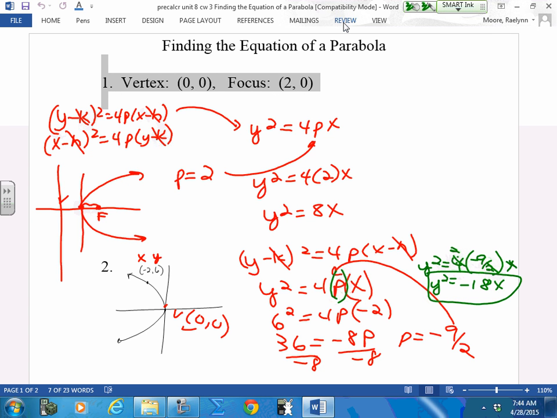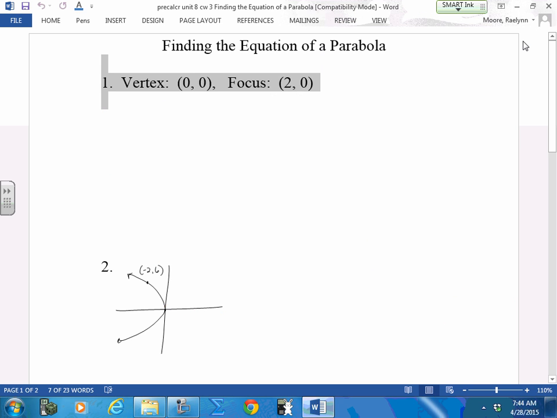So we have something where we found the p. We have something where we didn't know the p, but we had to use a point on the parabola to find it. Good so far? Okay. 2 more, and then we'll get you started.